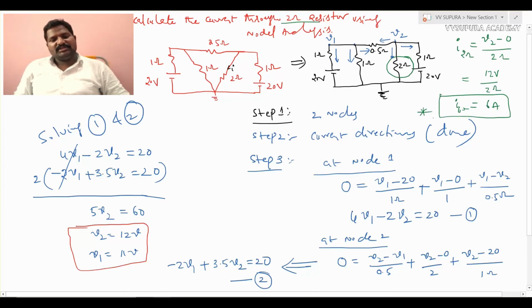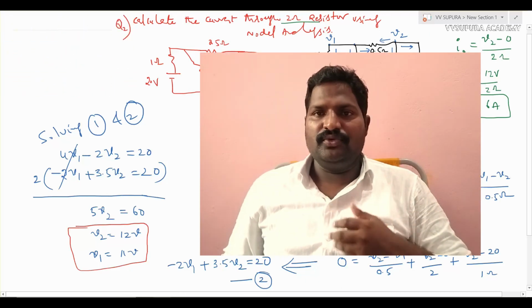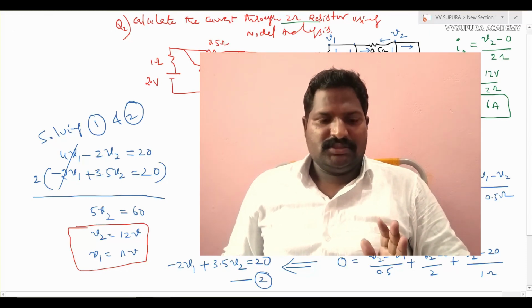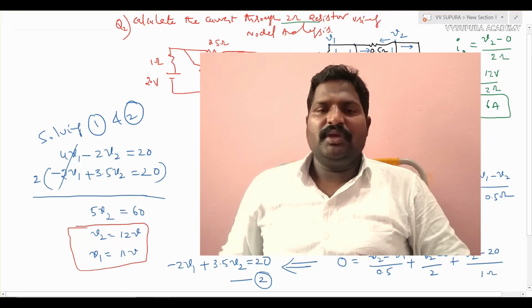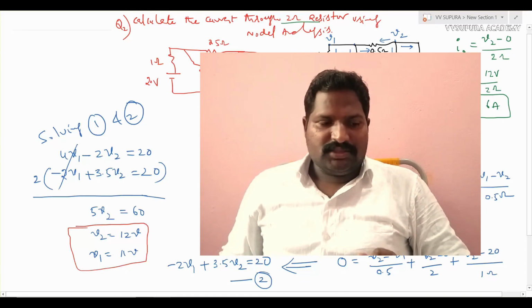So in this way we can solve any type of problem. When you are writing nodal equations at node 1 and node 2, it is very important to identify the currents. If you are able to write the nodal equations, 90% of the job is completed. The rest is mathematics. So in this way we can solve many problems by using nodal analysis.